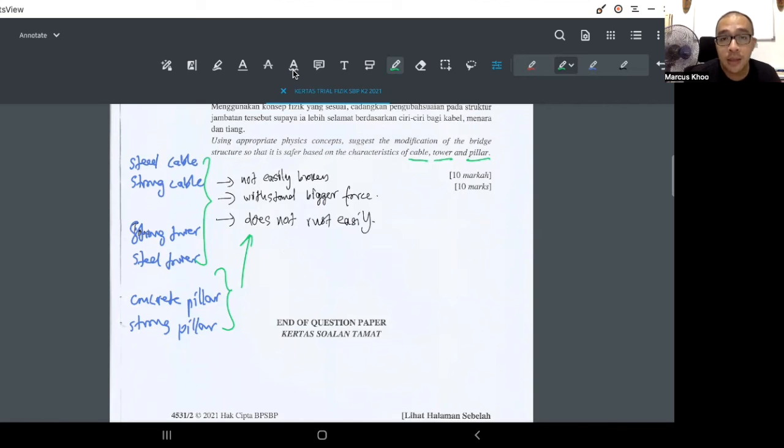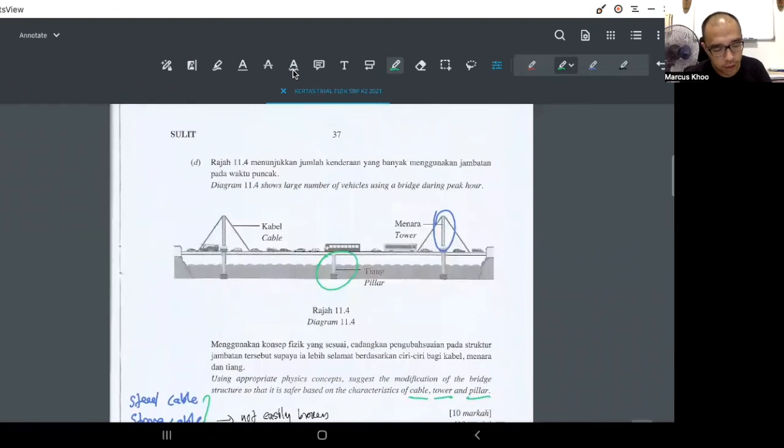Okay, but that's 3 already. But we need 5. A standard one, in order to get 10 marks, we need 5. So we need to think about other things. Now if you can see, our cable here is only 1. It's not a very good cable. This is not a very good bridge, because if your bridge is just hanging on one piece of string, it's not going to be very good.